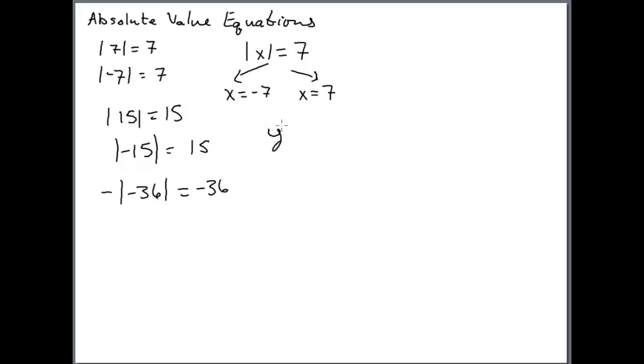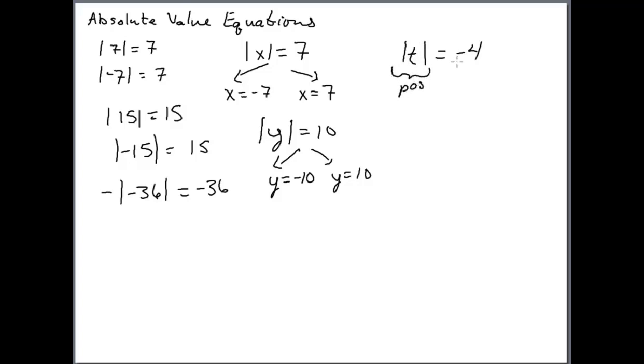Another one, absolute value of y equals 10. This would split into y could equal -10 or y could equal +10. And while we're looking at this, there's one thing that you've got to understand about absolute values that's kind of nice. If you ever have an absolute value like this and it equals, say, a negative number like -4, then there's no way that this positive number can ever equal a negative number. It just can't happen. Done. No solution at all.